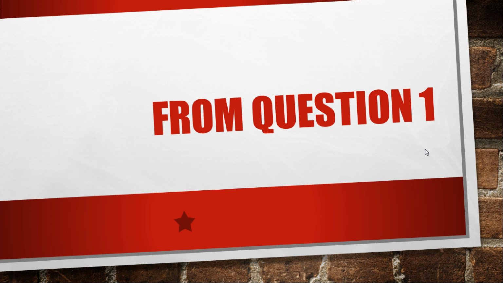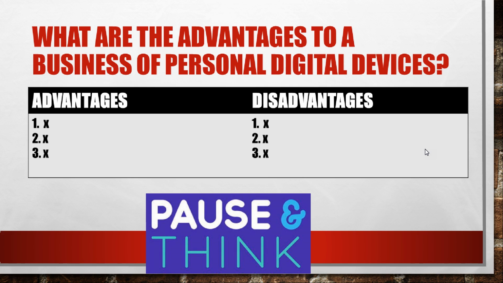So you've got some sheets that relate to each one of the questions. This one is from question 1, and the question is, what are the advantages to a business of personal digital devices? If you need to pause this, pause it and have a think. We're going to do the advantages and then the disadvantages, so pause it now.